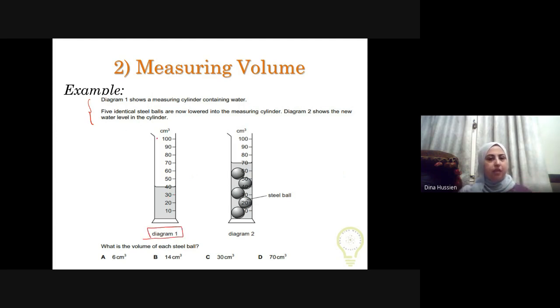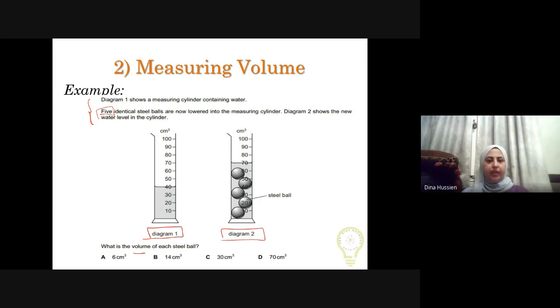And then we have 5 identical steel balls. Identical means same mass, same volume, made out of the same material, exactly the same. They are now lowered into the measuring cylinder. Diagram 2 shows the new water level in the cylinder, after I added 5 identical steel balls. Now he's asking for the volume of each steel ball.